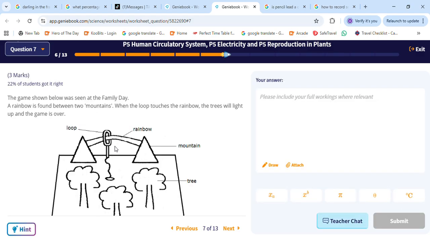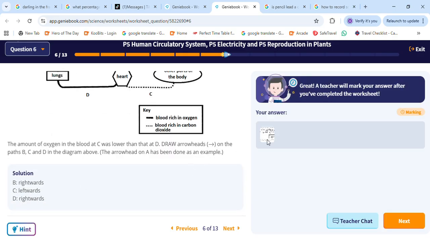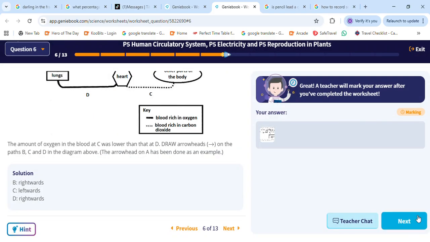Next. Wait, did I get it correct? Let me just check. B, right, left, right. Right, left, right. Okay, good. Got it correct. So tough, man.